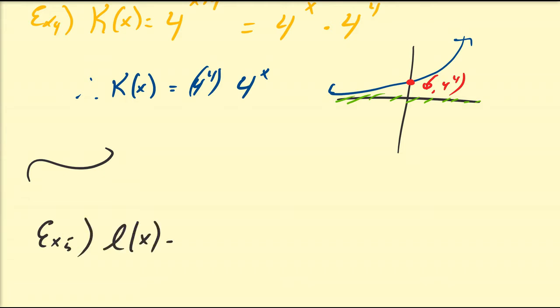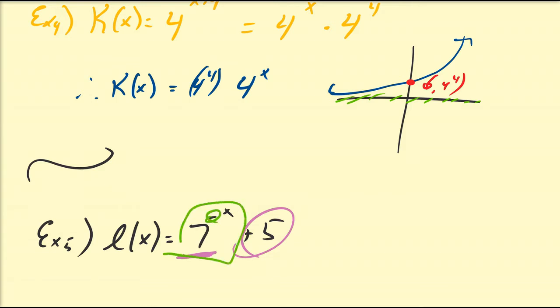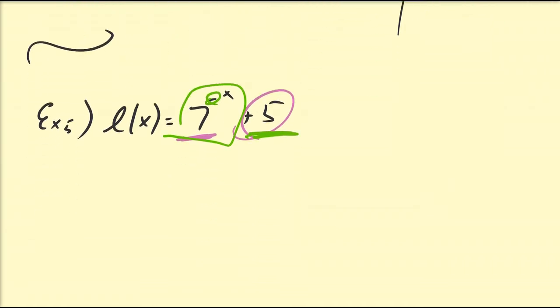Suppose we have L of x is equal to 7 to the power of negative x plus 5. So first off, I have an exponential function with a negative growth term. So that means this is an example of exponential decay. It's an exponential decay curve, which typically has a horizontal asymptote of 0, that is shifted up 5 units. So instead of having a horizontal asymptote at 0, it's going to have a horizontal asymptote at 5.